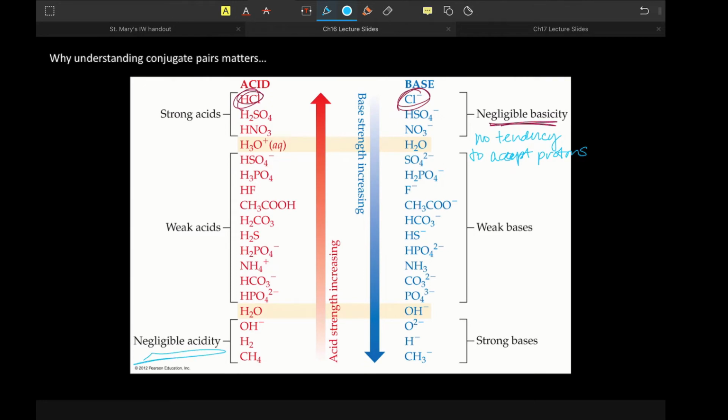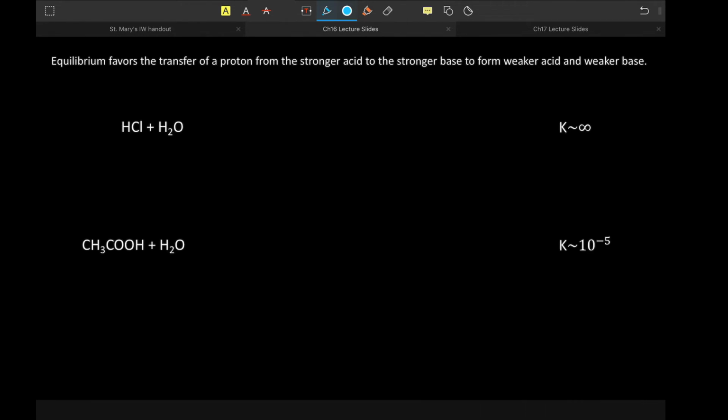Whereas down here, these things that have negligible acidity, right, means that they have no tendency to donate protons, yes? Right? No tendency to donate protons, despite having protons, yes? All right, and then if we think about what that means, right, that goes back to what we already talked about when we talked about K values a little bit, right? So we understand that this strong acid, right, dissociates completely, right, or in this case, we're going to write the reaction with water, right? So we're going to end up with this, right, and this, right?